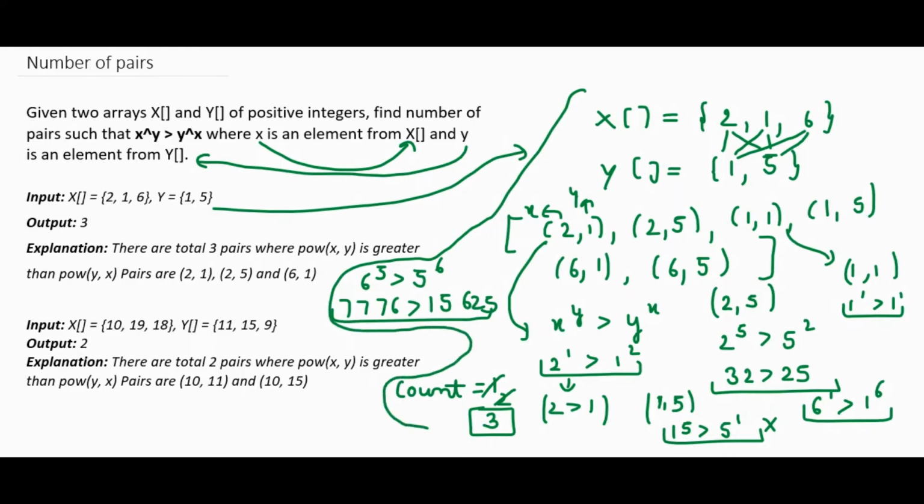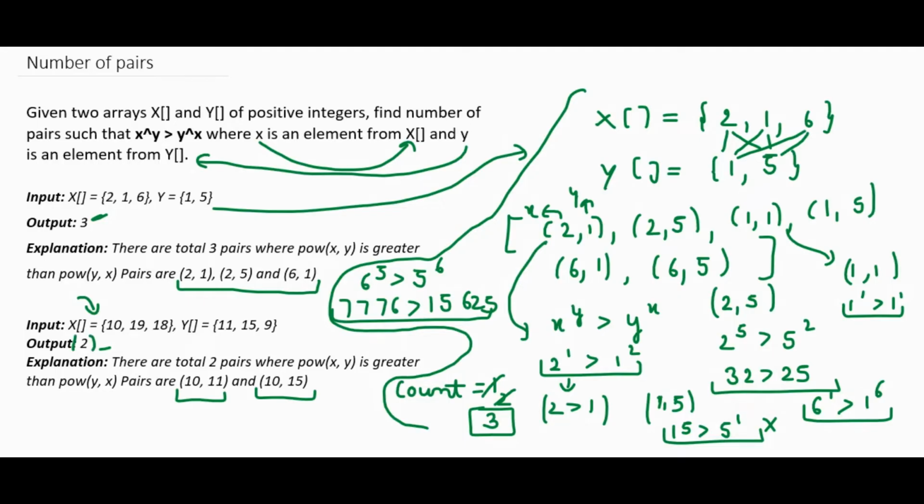Let's see here as well. We have pairs 2 1, 2 5 and 6 1 which are contributing to our answer. So our output is 3. Same with this example. We have 10, 19 and 18 and we have 11, 15 and 9 in y. So our output is 2 because there are only two pairs, 10 11 and 10 15, which are corresponding to the answer. So our output is 2.